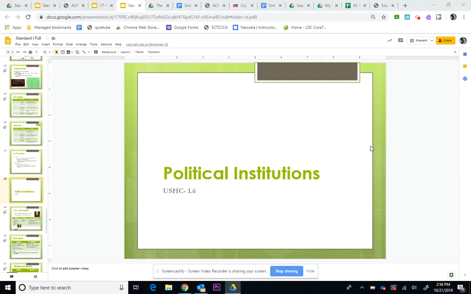Okay, guys, today we're looking at indicator 1.6. We're going to be talking about political institutions. A couple of things that you need to be able to explain once we're done with this presentation.